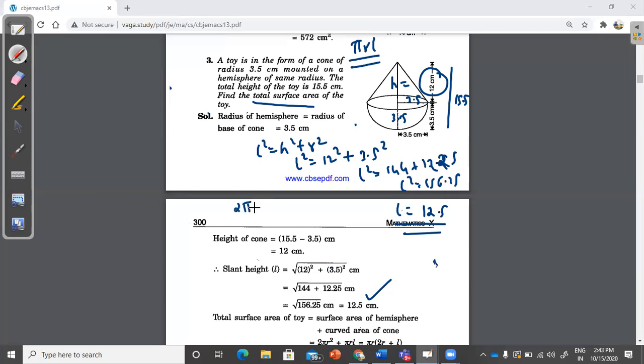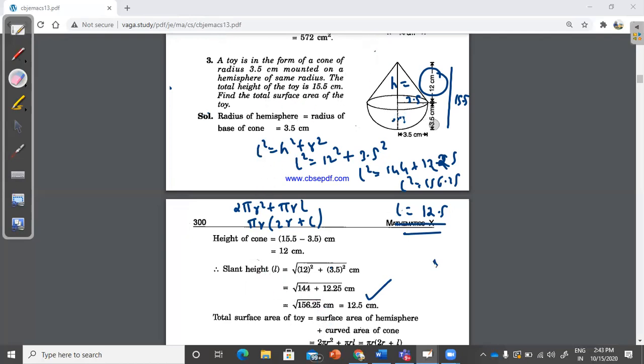It's going to be 2 pi r square plus pi r L. So we can take out pi r common. So we get 2r plus L inside the bracket. Now we have pi as 22 by 7, radius is 3.5, 2 into 3.5, and slant height we have calculated, 12.5. You can substitute these values and you will be able to find out the area.